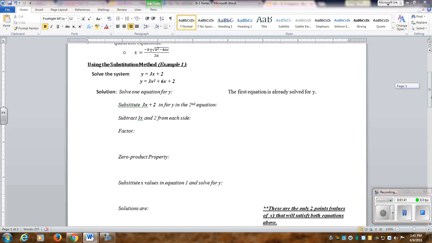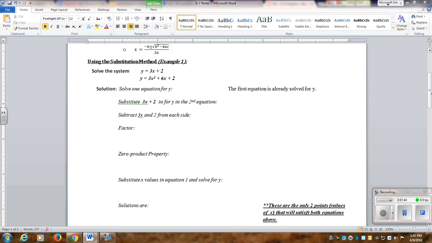So I'm going to go ahead and put this up, and we're going to use the substitution method. The first thing is you want to solve one equation for y. Well, our first equation, our linear equation, is already solved for y. So that makes it nice and easy. So in other words, we're going to substitute this right here, this 3x plus 2. I'm going to put this part of the linear equation, and I'm going to substitute it in for this y right here. So here we go. We're going to substitute that in. We're going to say 3x plus 2 equals 3x squared plus 6x plus 2.